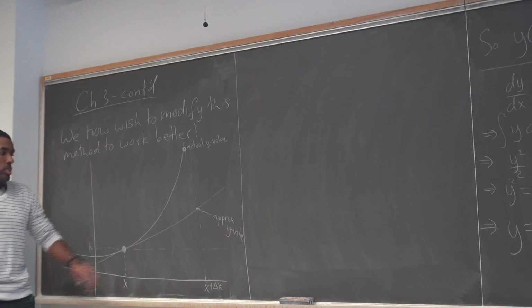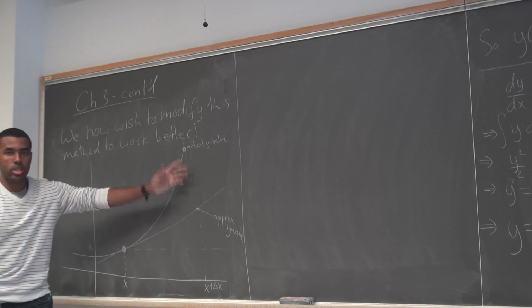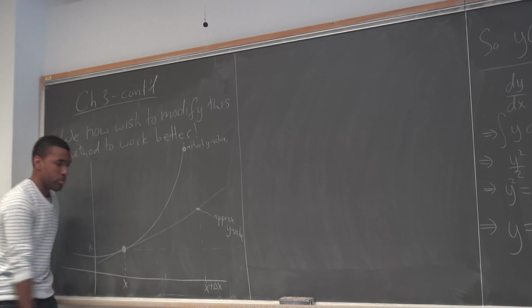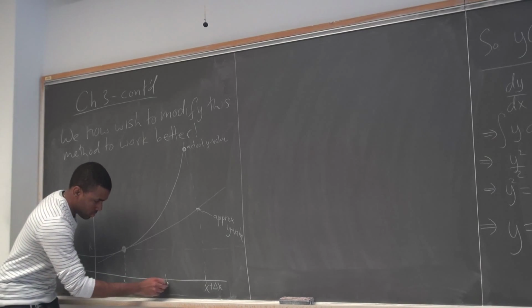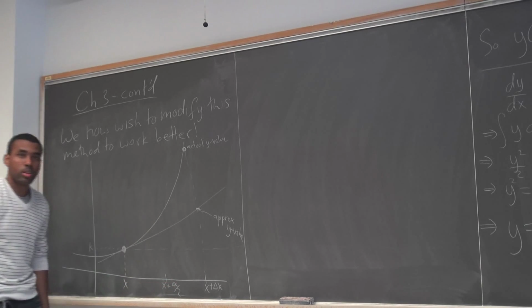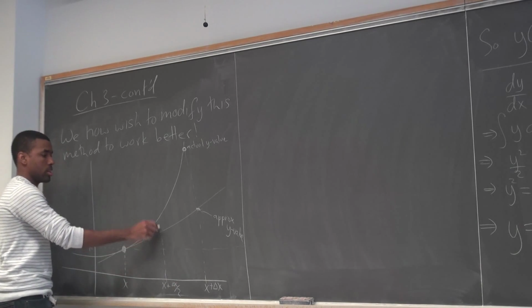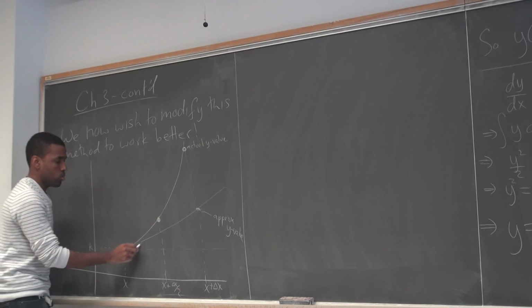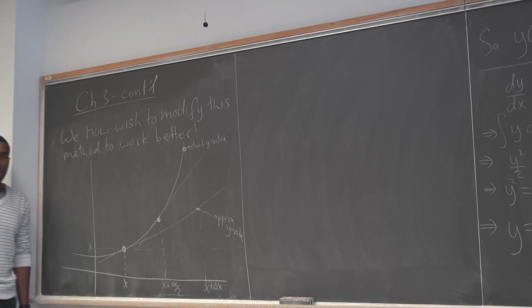So the idea is, if you get close enough, the difference between these two won't be that large. But here's the idea of how we get to make this better. How about in the middle, we take a half step, x plus delta x over 2, and at that point we do Euler's method again to get a second tangent line.